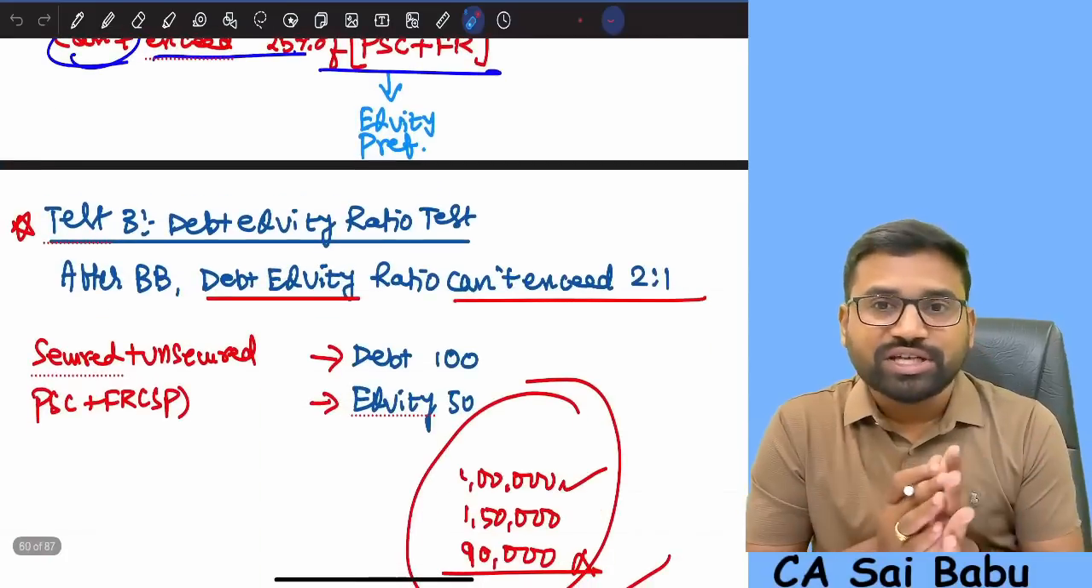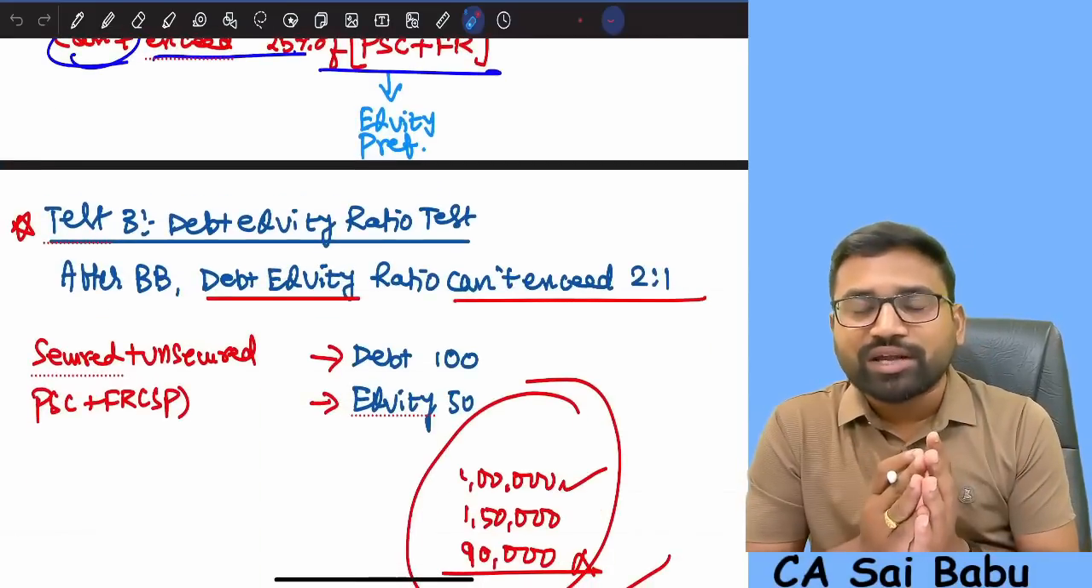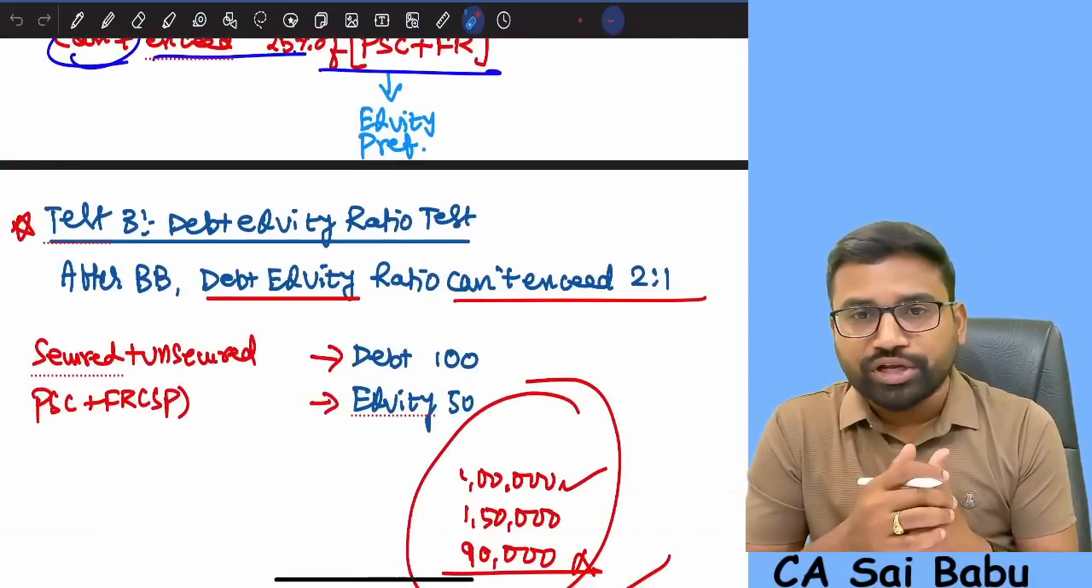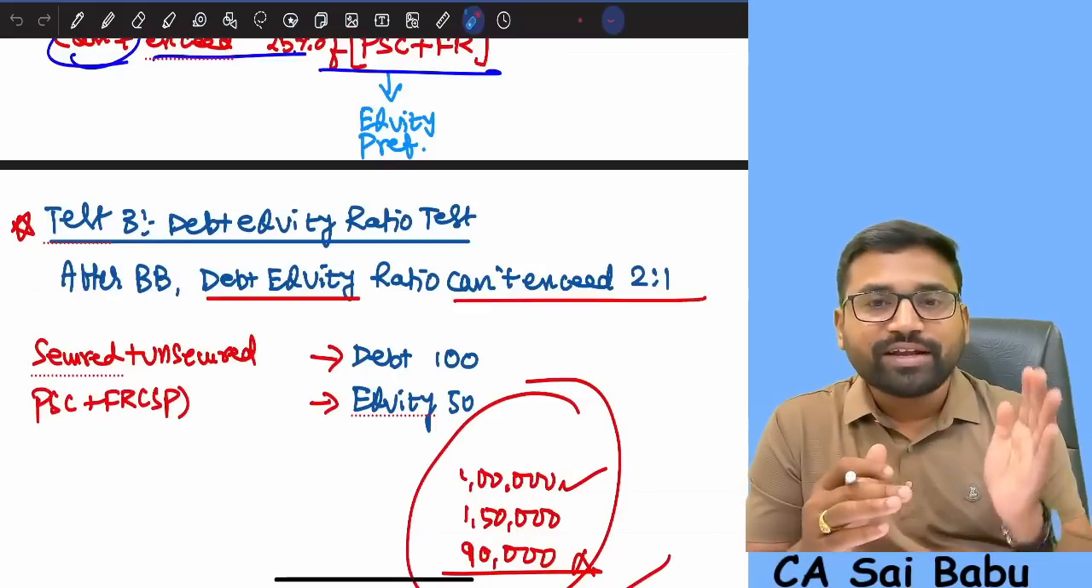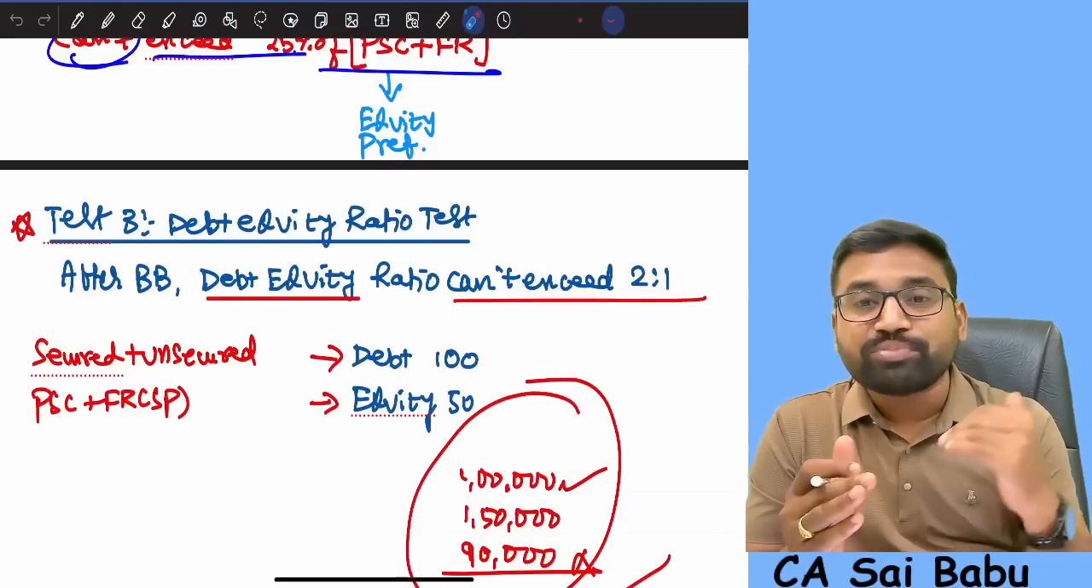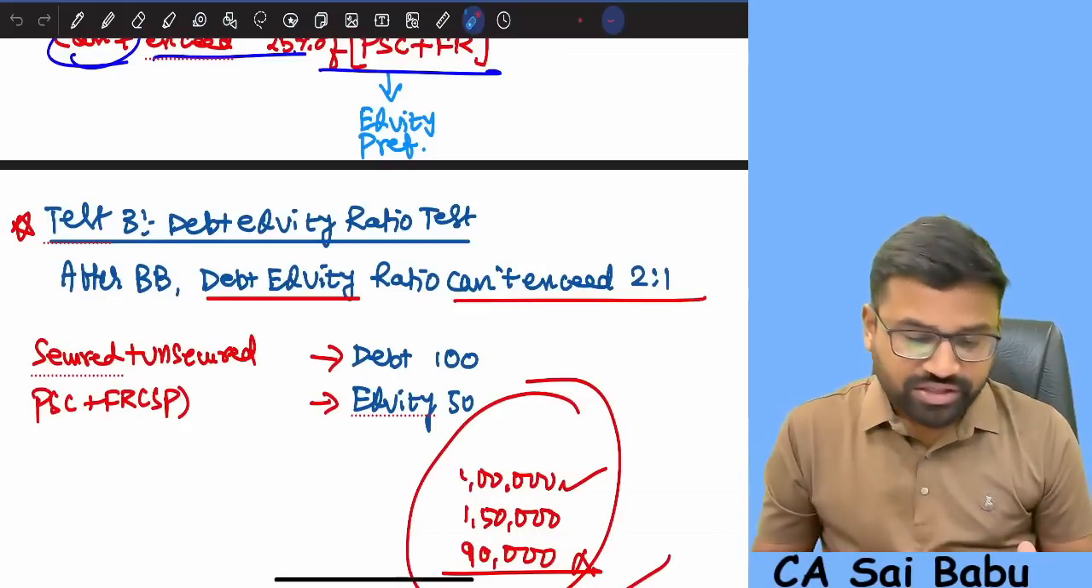And debt equity ratio test, sir. After buyback, make sure that the debt equity ratio should be maintained in 2:1 ratio. It cannot exceed 2:1. Here, debt means both secured plus unsecured. Equity means paid up share capital plus free resource, including securities premium.